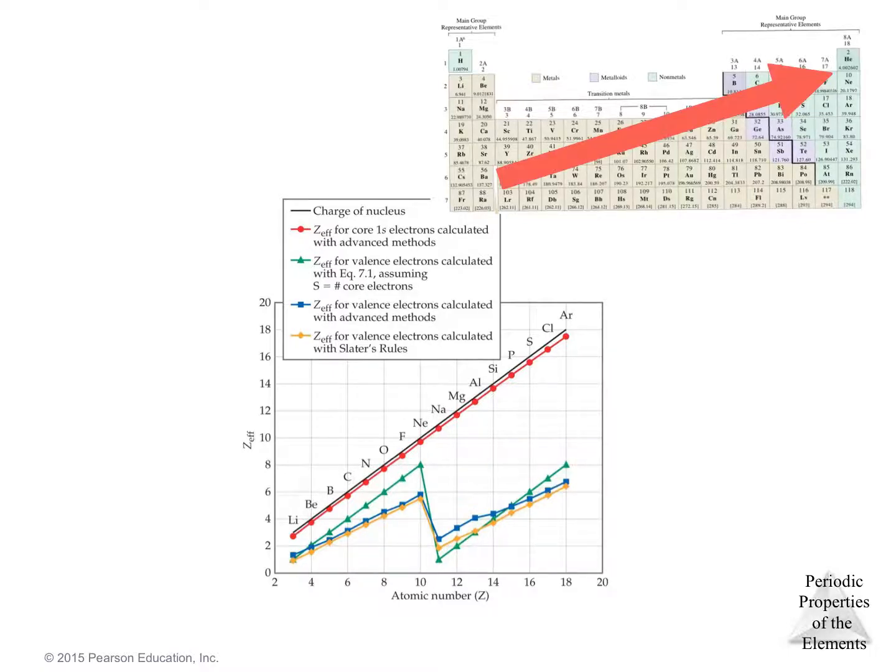If we were to really oversimplify the Z effective trend on the periodic table, you would say that it's the highest in the top right of the periodic table.